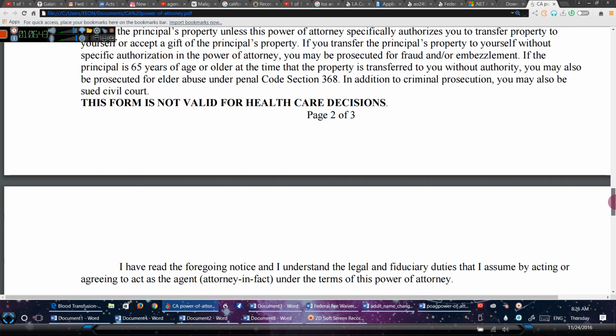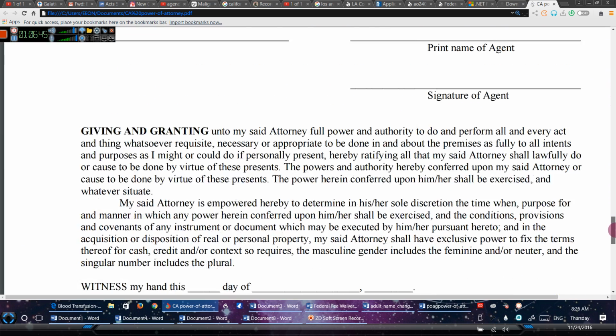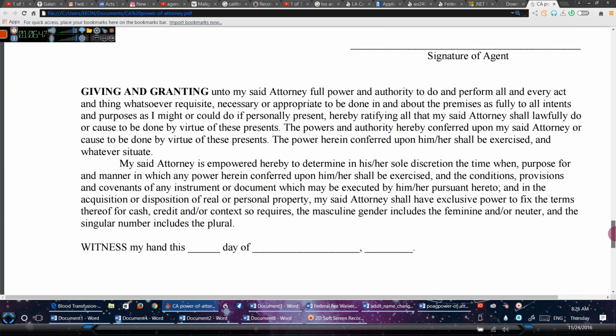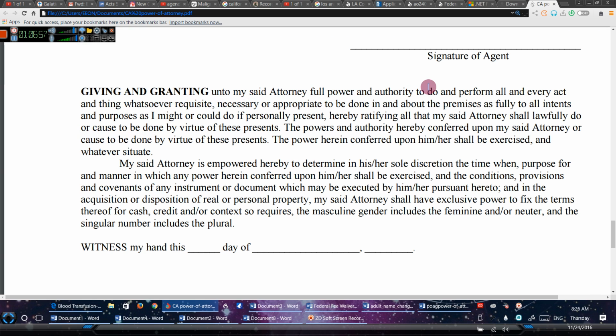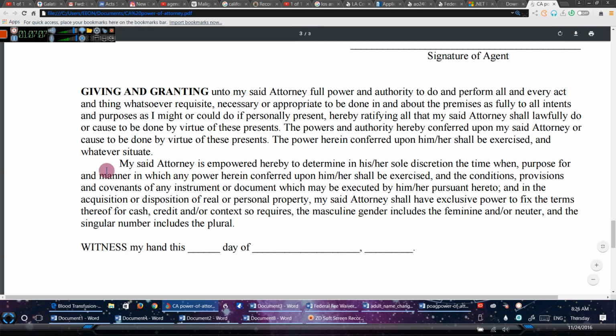Anyway. Alright. Ladies and gentlemen. This, notice what it says. Giving and granting unto my said attorney full power and authority. Excuse me? Why would I want to give an attorney full power and authority? My said attorney is empowered hereby to determine in his sole or her sole discretion the time, when, purpose. No. Attorney doesn't get the sole discretion.